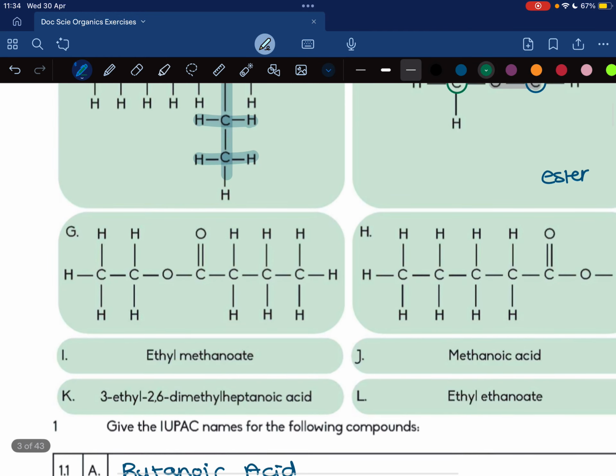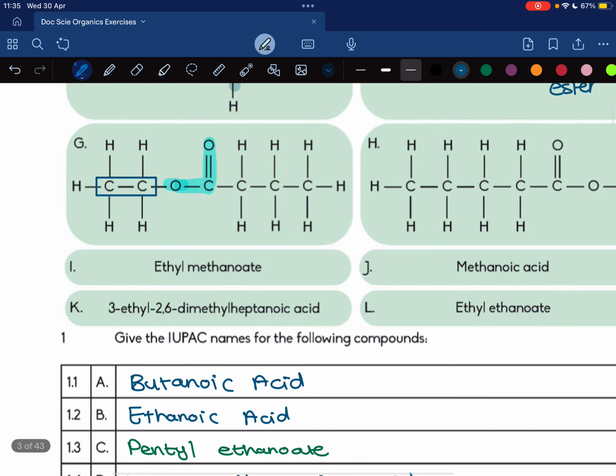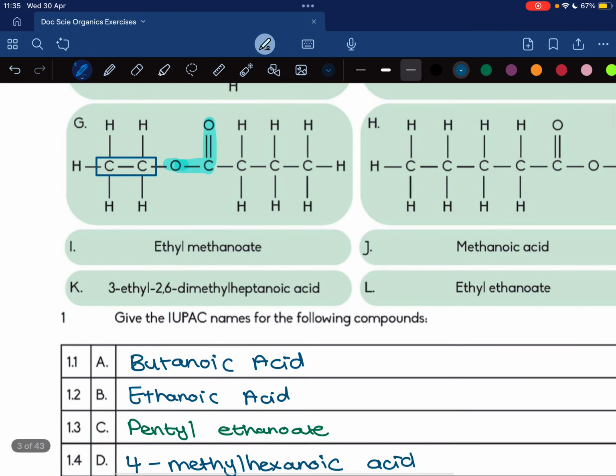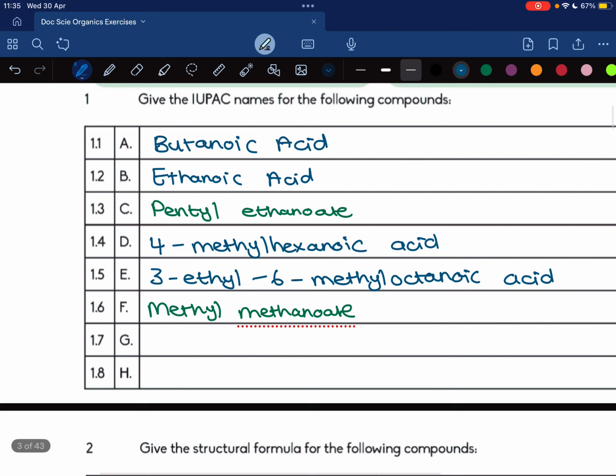Okay, G, I can see again, it's going to be an ester. There's the functional group there. So I'm going to start with the alcohol. Please take note that the alcohol will not necessarily always be on the left-hand side. You must look at the one that is next to the single bond oxygen, not the double bond, the single bond. So I can see this would be 2 carbons, so ethanol will change to ethyl.